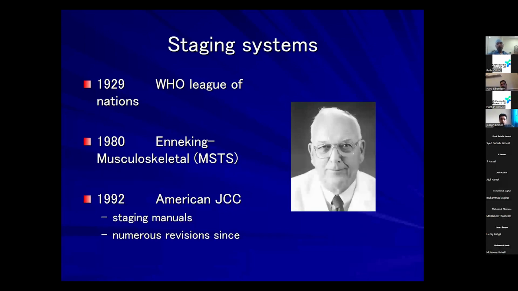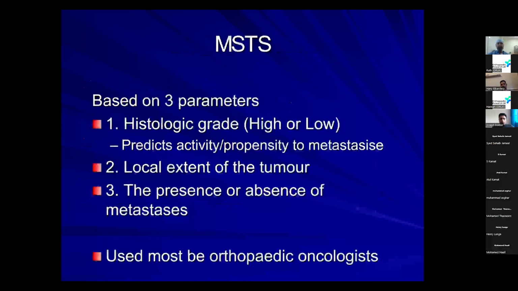But anyway, we'll talk about the AJCC, which is based on three parameters: histological grade, the local extent of the tumor, or the size of presentation, and obviously the presence or absence of nodal or distant metastasis. So the TNM classification, less than 5 centimeters for soft tissue will be T1, more than 5 centimeters T2, and then you've got N1, M1, and similarly for bone sarcomas, 8 centimeters.